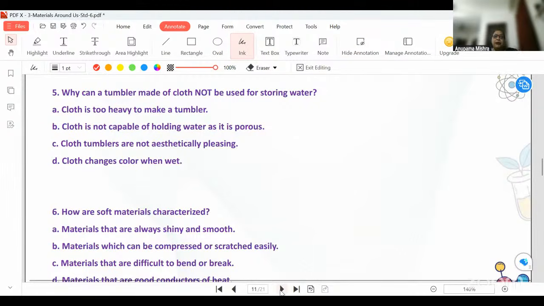Why can a tumbler made of cloth not be used for storing water? Now see the material that is taken. Is it too heavy to make a tumbler? Cloth is not capable of holding water as it is porous. Cloth tumblers are not aesthetically pleasing, or cloth changes color when wet.